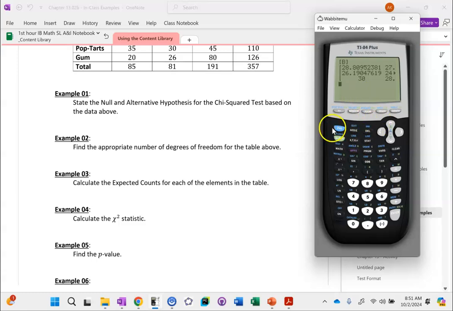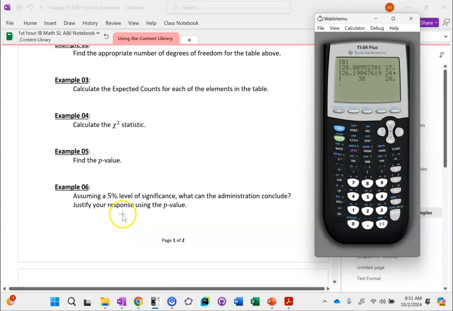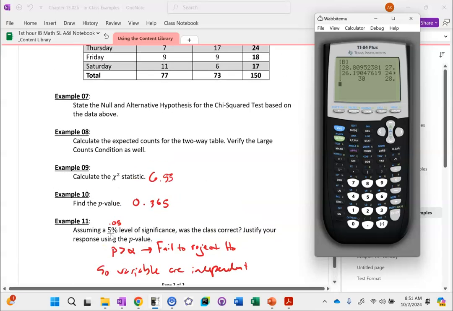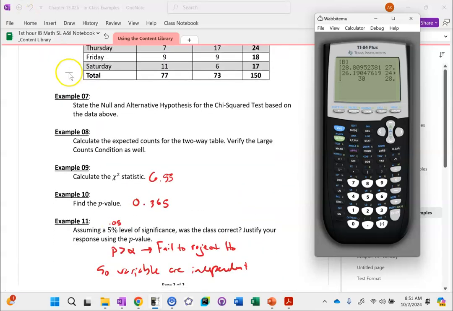So that gave us everything we needed by doing that, right? And that p-value we found was 0.009, which is way less than alpha, which is evidence in support of the alternative. And then we do the same thing on the next page.